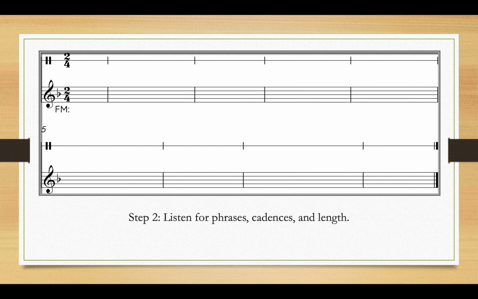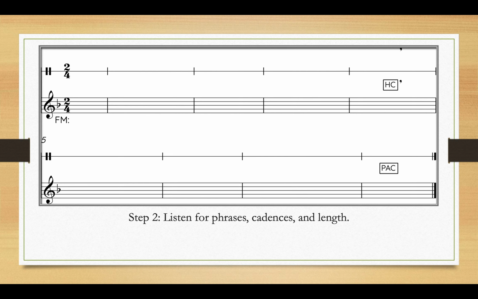Next, now that we have an idea of our meter and our mode, listen for how many phrases you hear. And at the end of each of those phrases, see if you can figure out what kind of cadences there are. We already have the length, of course, but it never hurts to remind yourself of how long each phrase is. So once again, please pause this video and go listen to that recording and see if you can figure out how many phrases we have and where there are cadences.